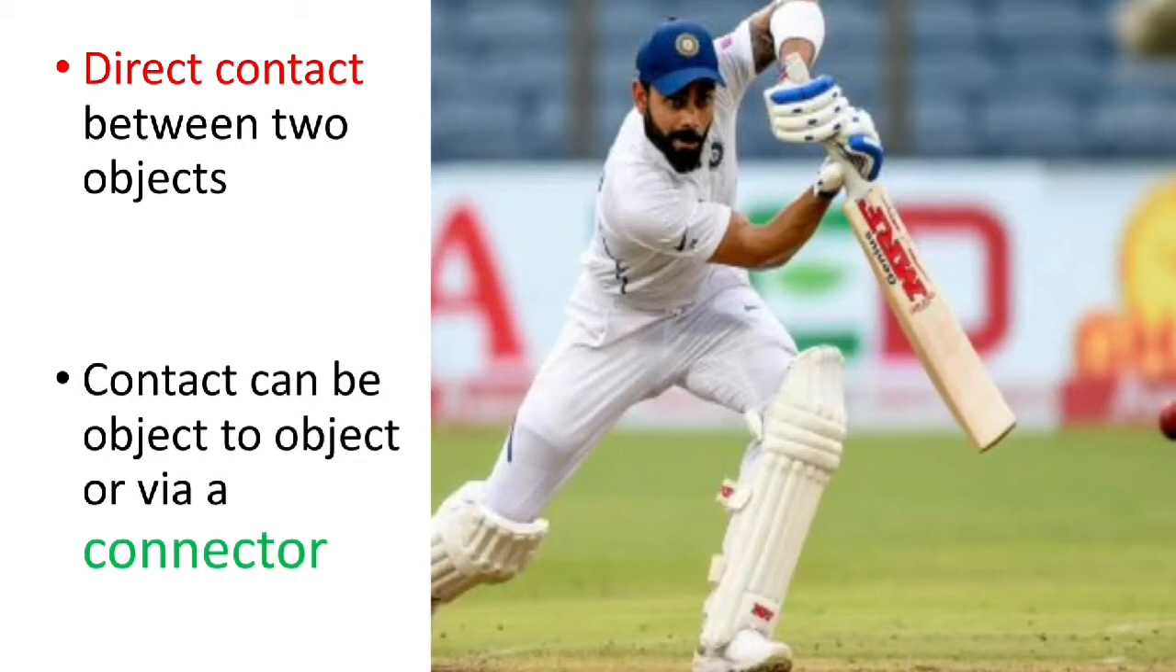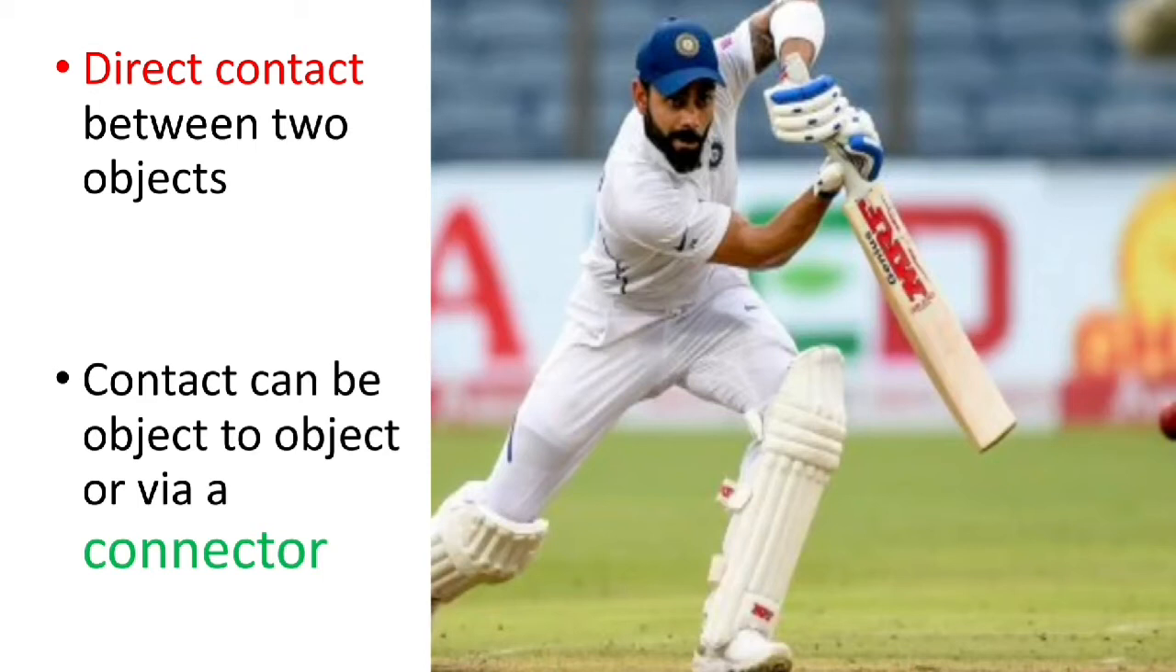Now when I say direct contact, it can be of two types. Number one, there is object to object contact. Number two, there is contact but with the help of a connector. Let me explain this by taking examples. Suppose you're playing cricket. Now the ball is in your hand and you threw it. Whenever you throw this thing, you have applied force. Now there is a direct contact or object to object contact between the ball and your hand, isn't it? There is no middleman over there.